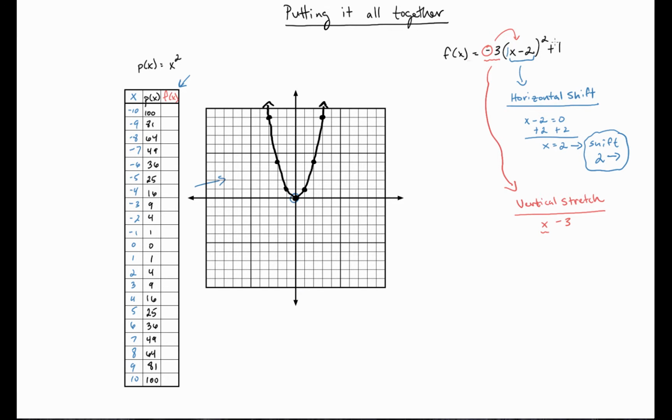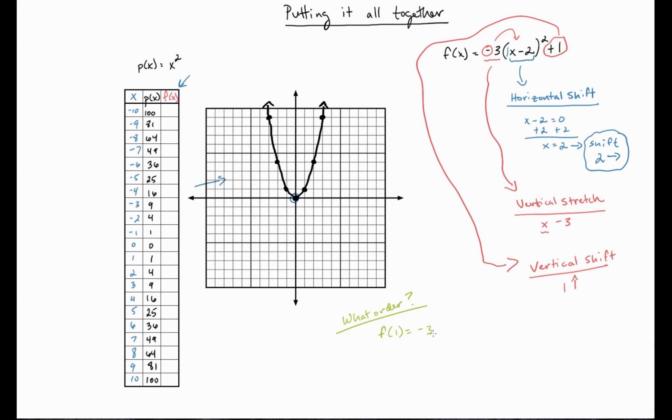All right, now lastly, we have one more vertical change, again, because it happens after the square function. And so we need to identify that as well. That plus 1 is going to shift everything up 1 unit. So I've identified all of my transformations, but now what order do I do them in? Well, as it turns out, we do them in the same order that we would calculate this out if we plugged in a number. So let's look at that.